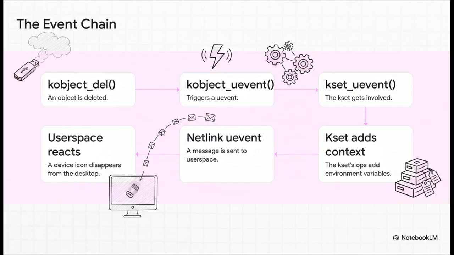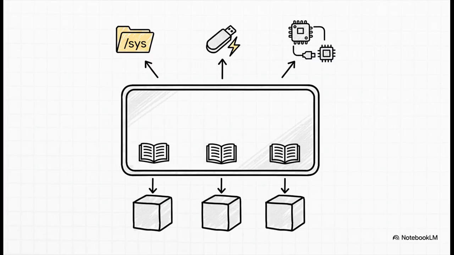Pretty cool, right? So the big takeaway here is that these three simple, layered ideas, Kobjects for counting, Ktypes for behavior, and Ksets for collections, all combine to create this incredibly robust and powerful system that manages every single piece of hardware in your machine.